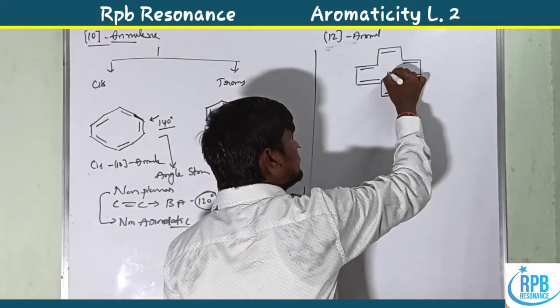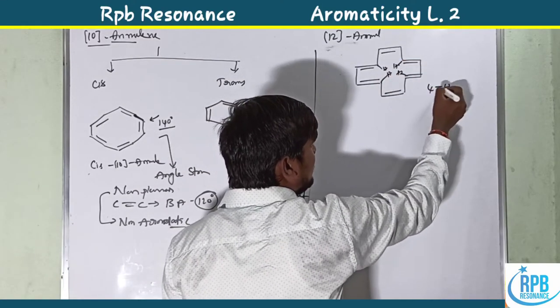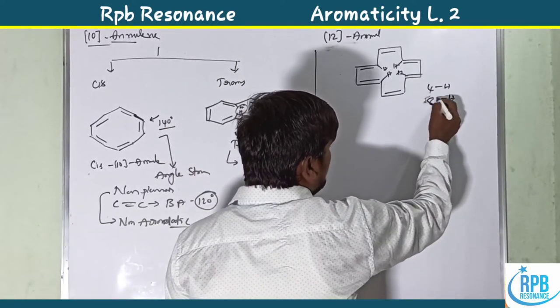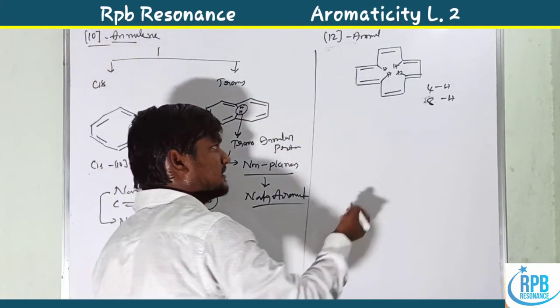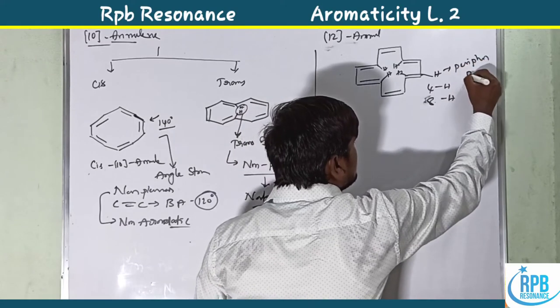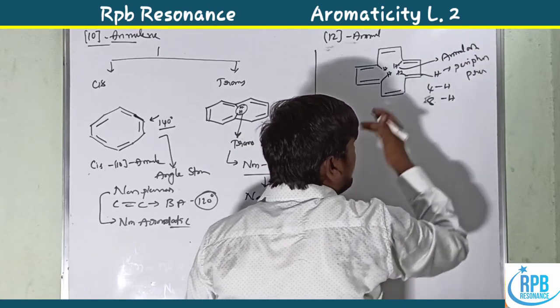Now here, 4 hydrogens are inside and 8 hydrogens are outside. Sorry, 12 annulene means 8 protons are outside, 4 protons are inside. The outside protons are called peri protons. The inside protons are called annular protons.